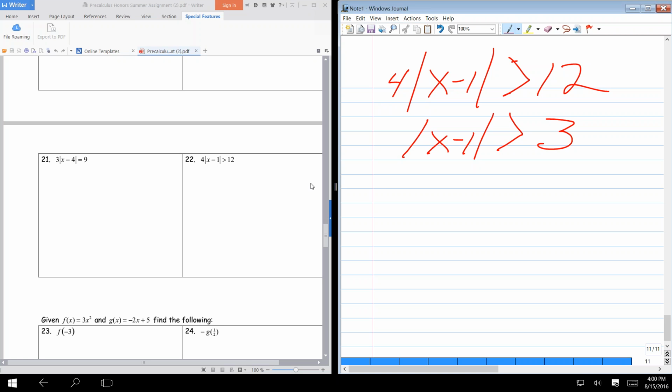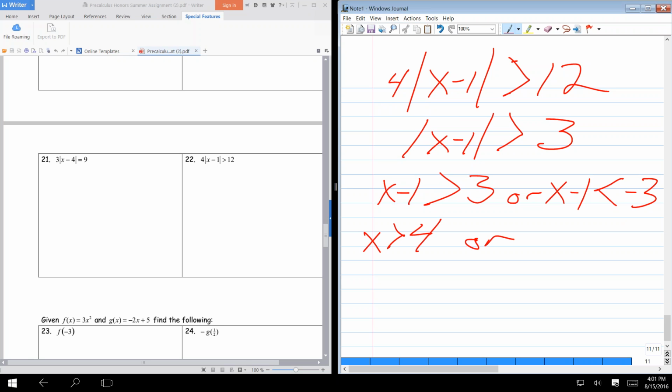So now what two things can I write? X minus 1 is greater than 3, or x minus 1 is less than negative 3. Yeah, there you go. And then, again, it's pretty straightforward. What's this solution? X is greater than 4. X is less than negative 2. I'm adding 1 to that negative 3.